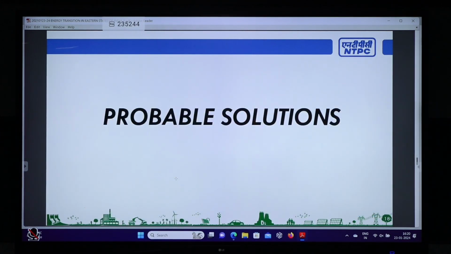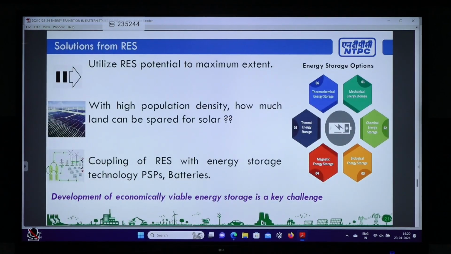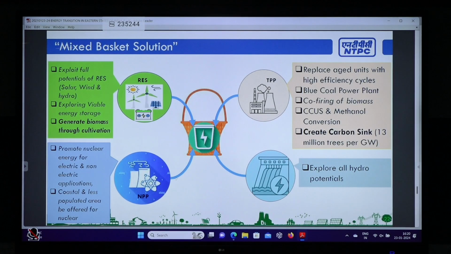So the solution, what I have already discussed, the solution is nothing but, nuclear we have already discussed a lot. So I'll go to the solution. Next. Yes, this is my solution. My solution is the least bad.